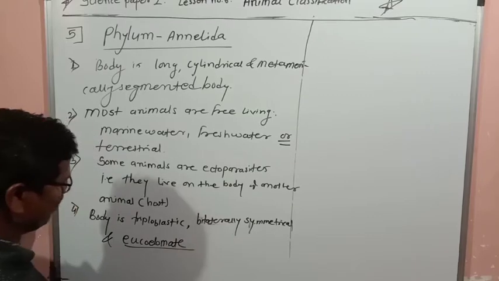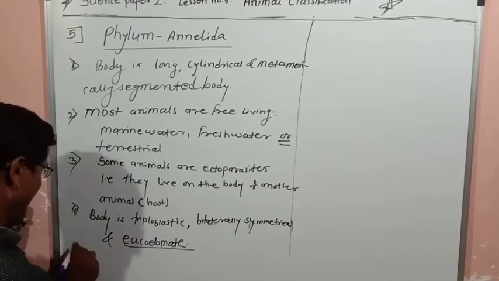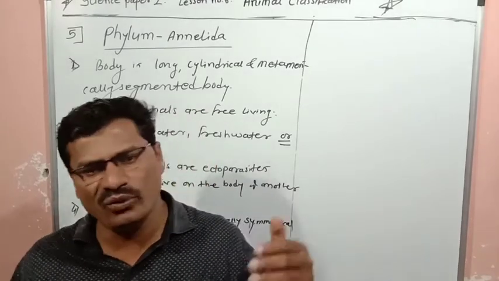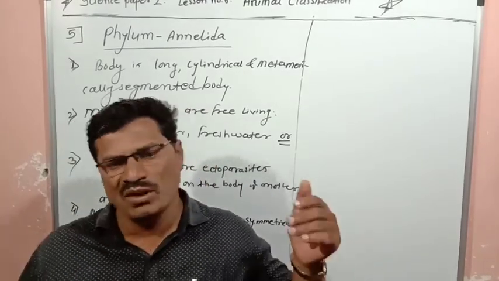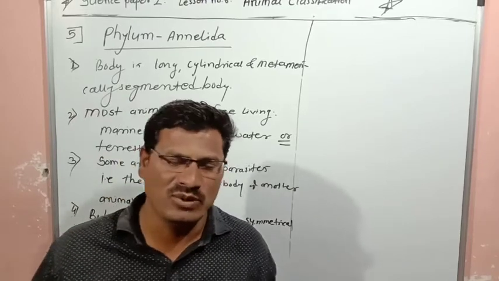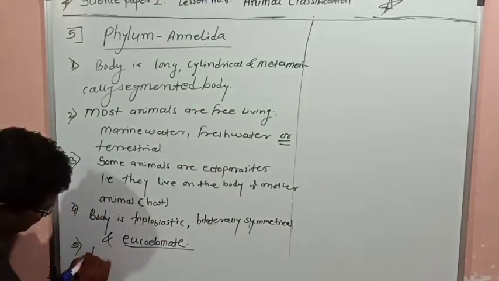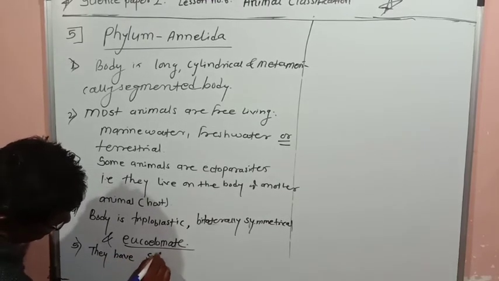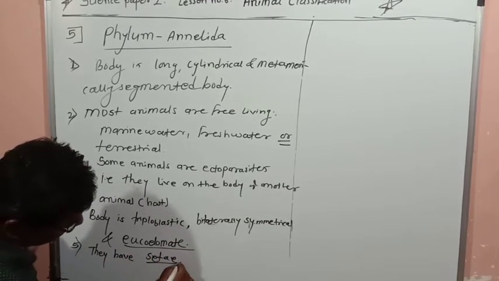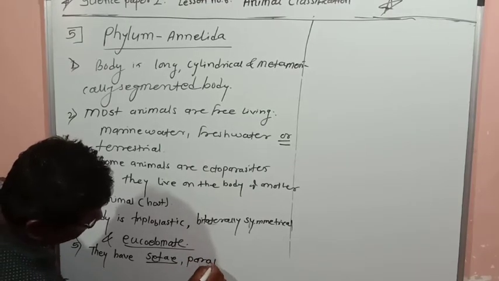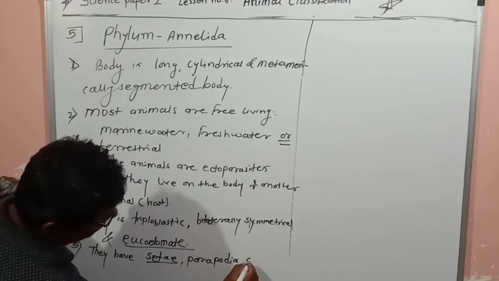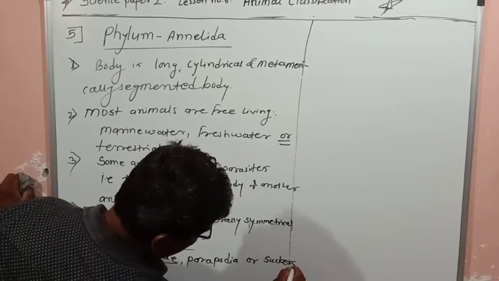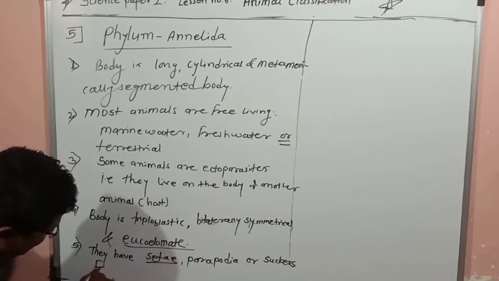Body is eucoelomate. Then the fifth characteristic is that they have setae, parapodia or suckers for locomotion.